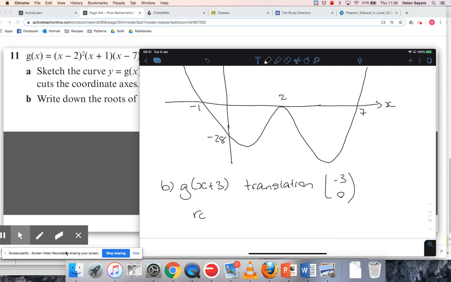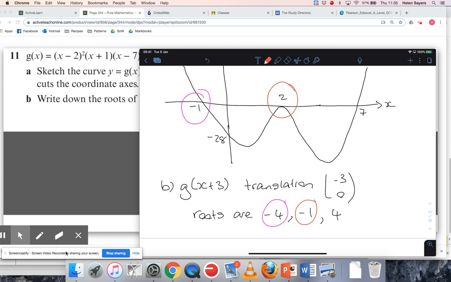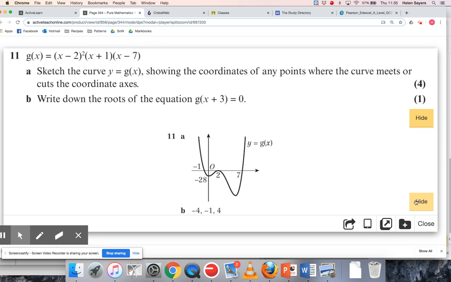So if that graph moves 3 to the left, the roots will become, so -1 will move to -4, 2 will move to -1, and 7, oh no, ignore me, 7, taking away 3, 7 will become 4. So that's moving 3 to the left, that's moving 3 to the left, and that's moving 3 to the left. Okay, we'll just double check those. -4, -1, 4, yeah, we're good.